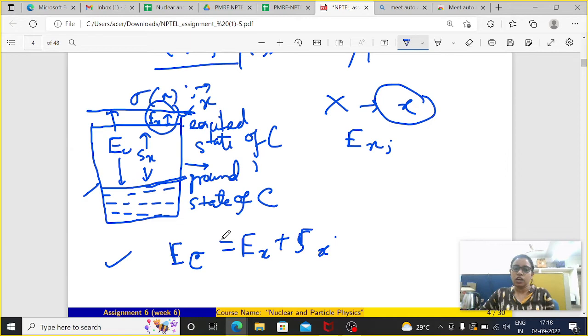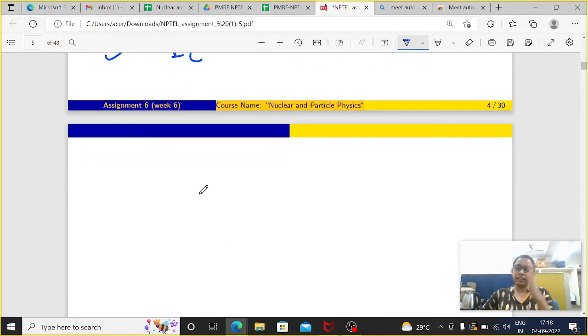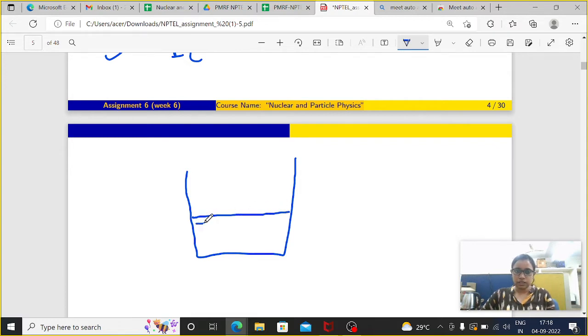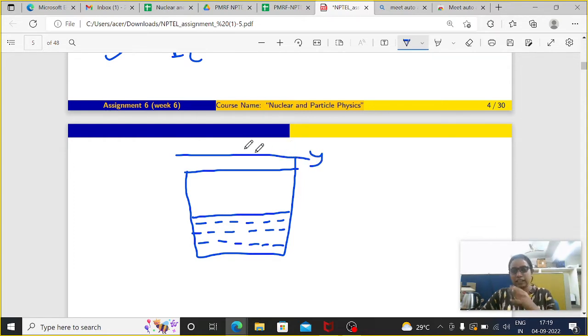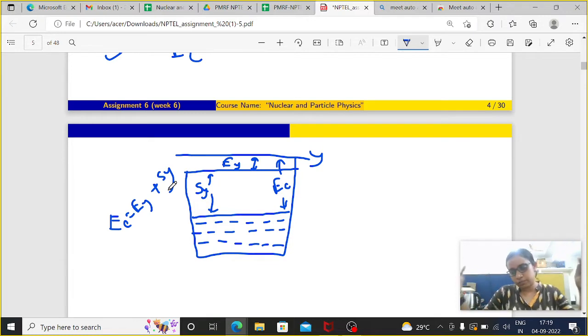EC will be Ex plus Sx. But if I write here after the decay, like after decaying C star, what will be the energy levels? It will be very similar. Here will be the excited state, and let's say this is the small y energy level. So right now the Ey will be this one and Sy will be this one, and then as a whole Ec will be this one. So as a whole in the expression, what should I write? Ec equals Ey plus Sy, just very similar to the previous one, Ex plus Sx.